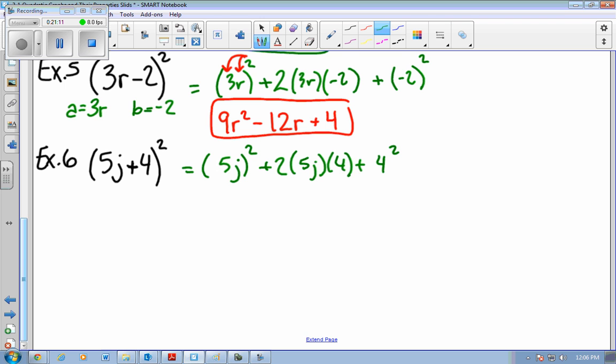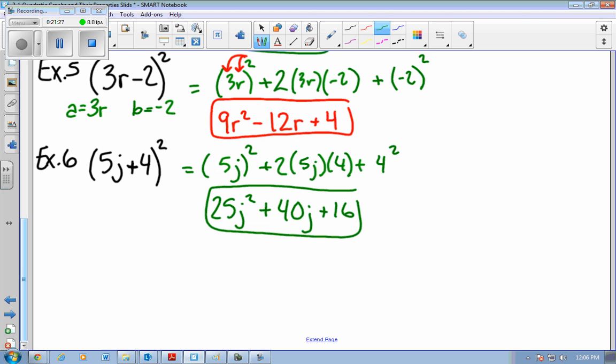So, 5 squared is not 10, is not 7, it is 25. j squared plus 40j plus 16. Okay? You get that? Thumbs up, thumbs down. I did get that. Good.